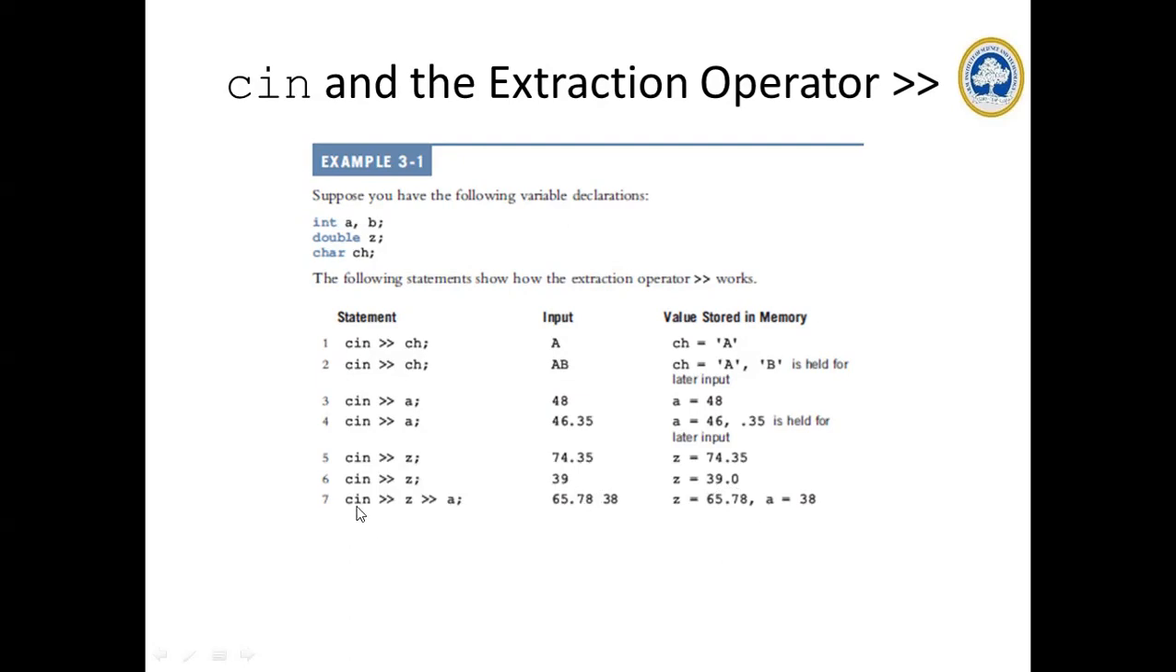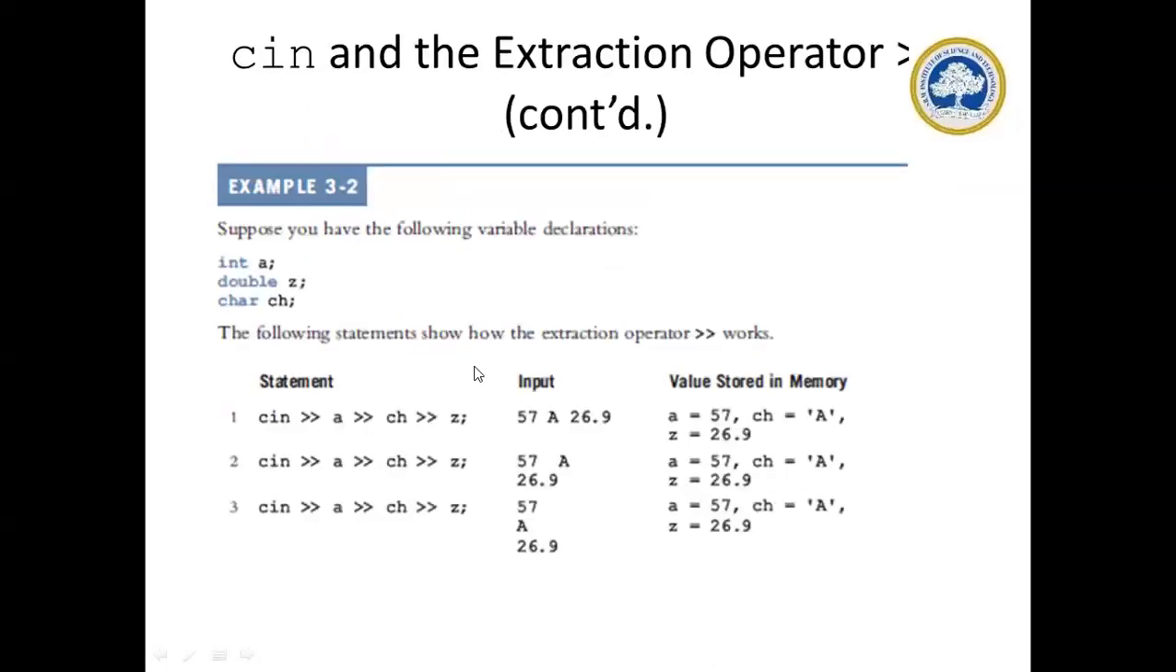Now cin can be used to get multiple inputs in a single line. Here you are going to get the value for the variable z and also a value for the variable a. This is an example of the statement for getting multiple inputs. For this statement, you give the input 65.78 and then a space and 38. The 65.78 will be stored into the variable z and then 38 will be stored into the variable a. This is the way you can use the cin statement for getting input from the user.